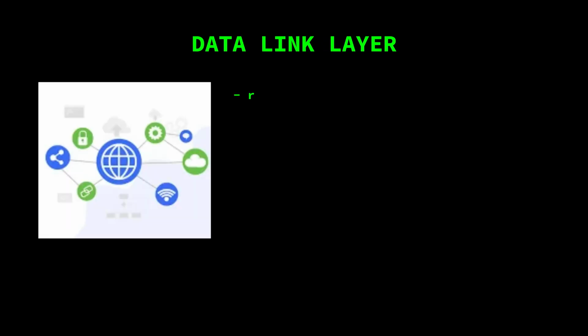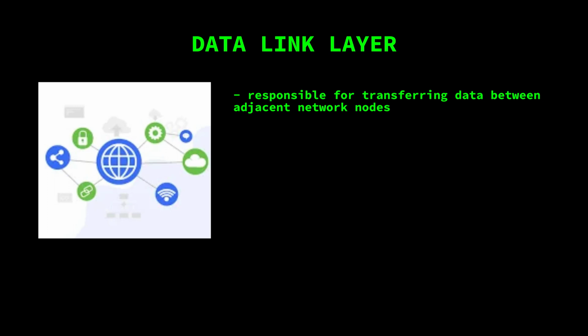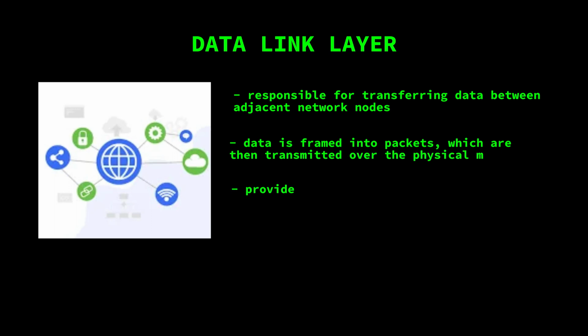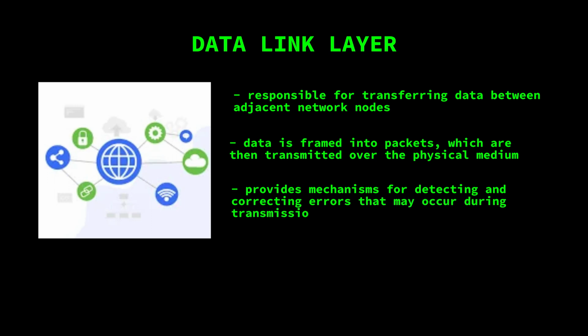Next is the data link layer, and this is responsible for transferring data between adjacent network nodes. At this layer, data is framed into packets, which are then transmitted over the physical medium. The data link layer also provides mechanisms for detecting and correcting errors that may occur during transmission. For example, if a packet is corrupted during transmission, the data link layer can use error detection codes to identify and discard the corrupted packet.